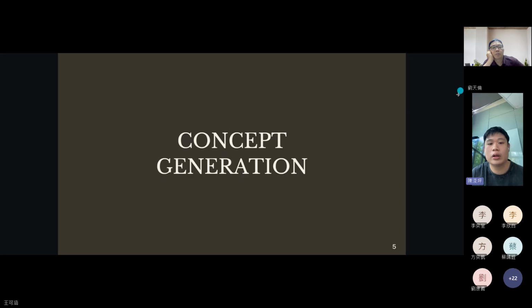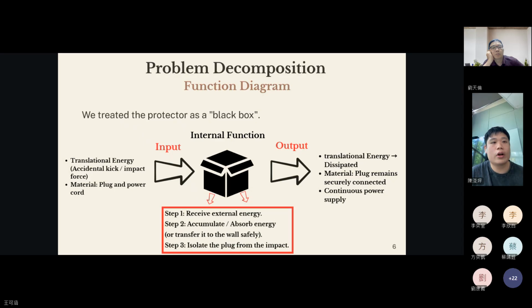Next, we will talk about the concept generation. For the concept generation phase, we first decompose the problem using a function diagram. We treat our protector as a black box. The main input is the translational energy from an accidental kick. Our internal function must absorb and dissipate this energy and isolate the plug. The final output is ensuring the plug remains securely connected with continuous power. Next page.